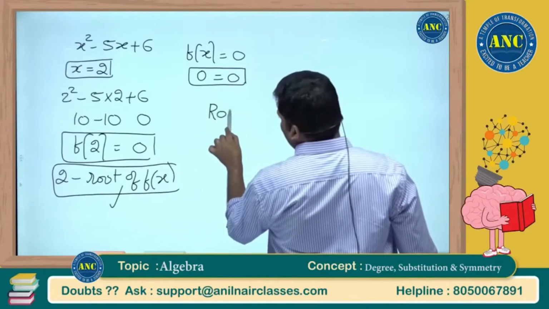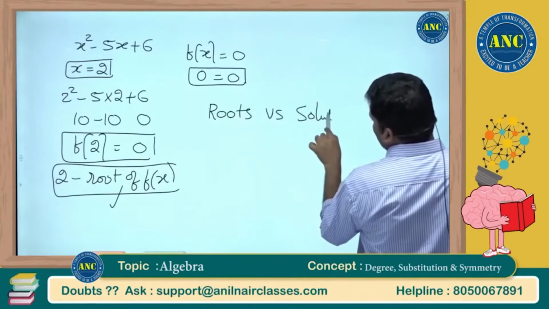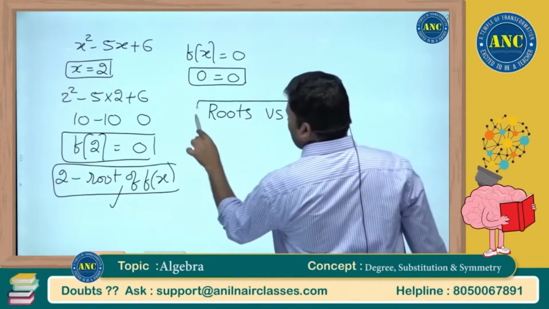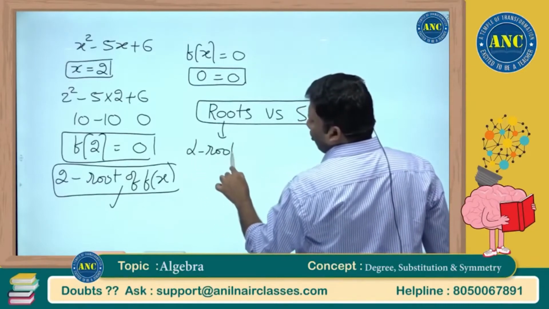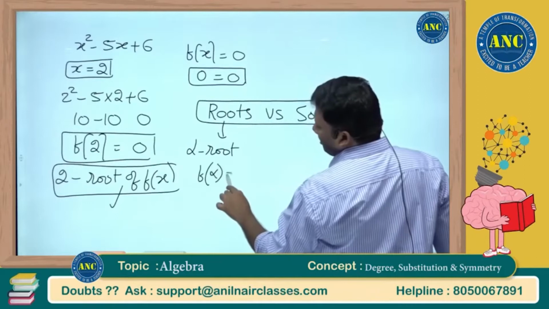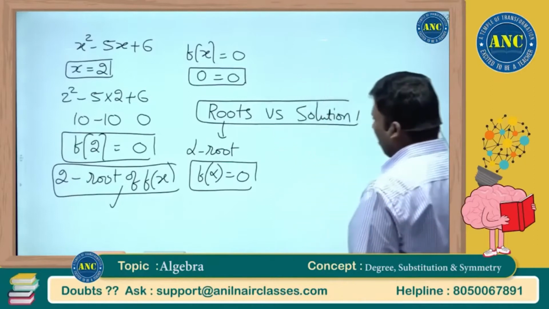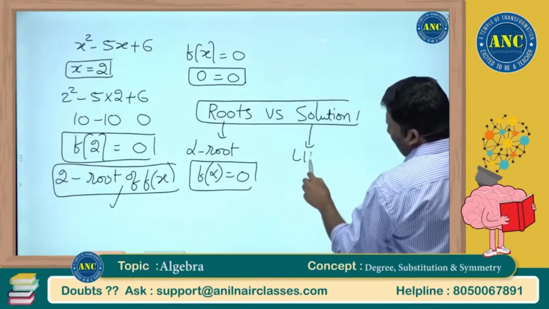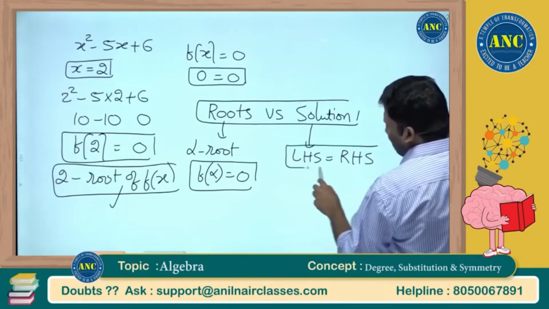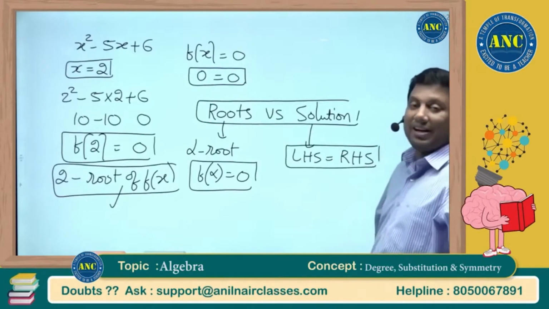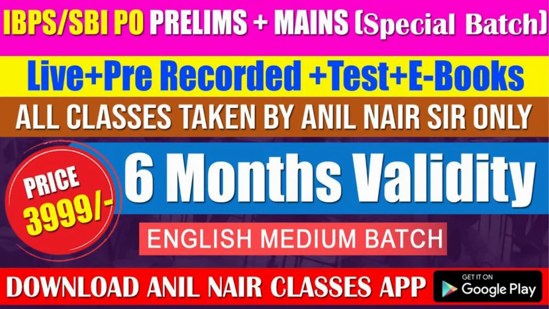I told you in my previous class, what is the difference between root and solution? If alpha is a root, then f of alpha is always 0. Solution means the left hand side value matches with the right hand side value. I hope it is clear.